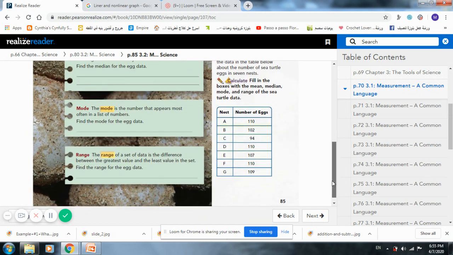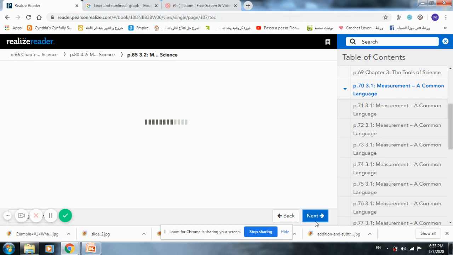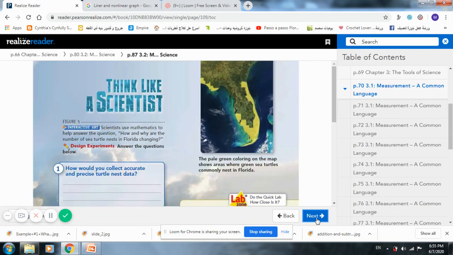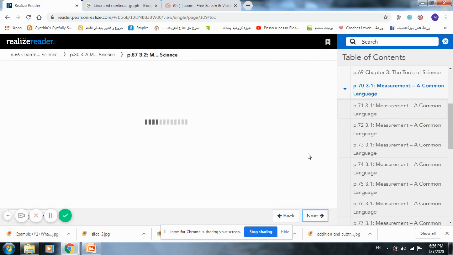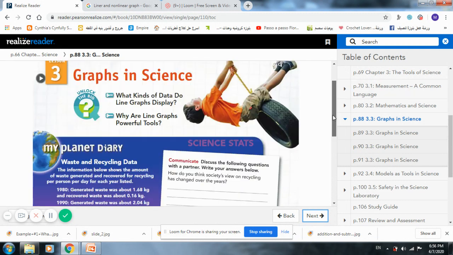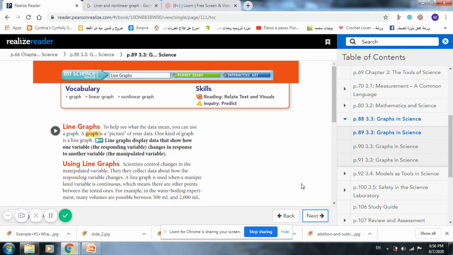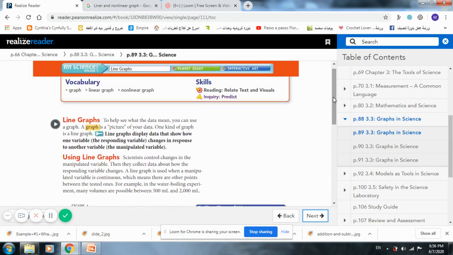So this is all about the math tools in science, and let's talk about the graph in science. For the graph in science, what you have to know here is how you could determine the points from the graph. For example, let's first see the definition of the graph. The graph is a picture of your data.